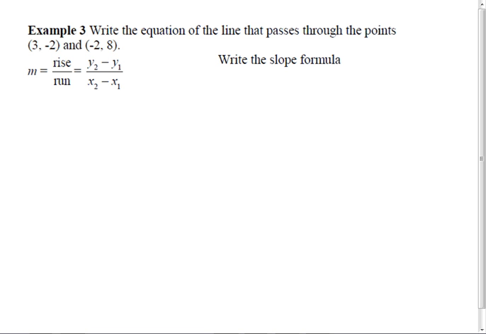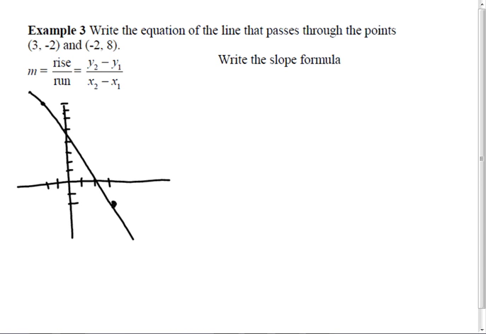Okay. I want to write the equation of the line. It goes through those 2 points. We could graph it so we can see what's happening. 3, negative 2 is 1, 2, 3, 1, 2. There's a point over there about. And then negative 2, 8. 1, 2, 3, 4, 5, 6, 7, 8. And the problem with my picture is it's not good enough.